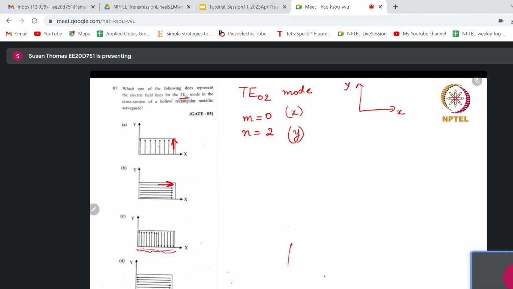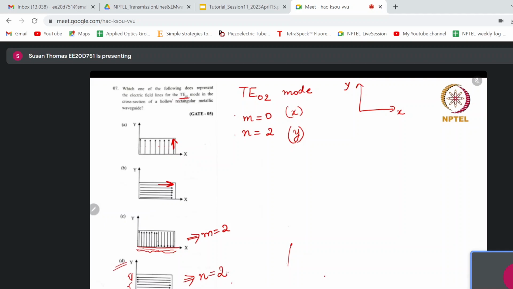So this m or n represents the number of half wave variations along x and y respectively. Here, along the x direction there are two half wave variations, so in this case m is equal to 2. Similarly, going to the last option, this is one half and this is the second half. So here n is equal to 2.